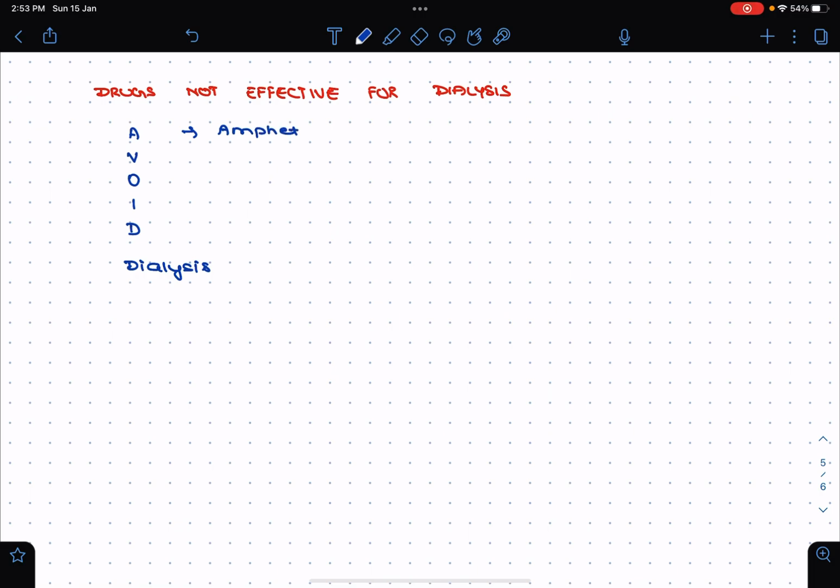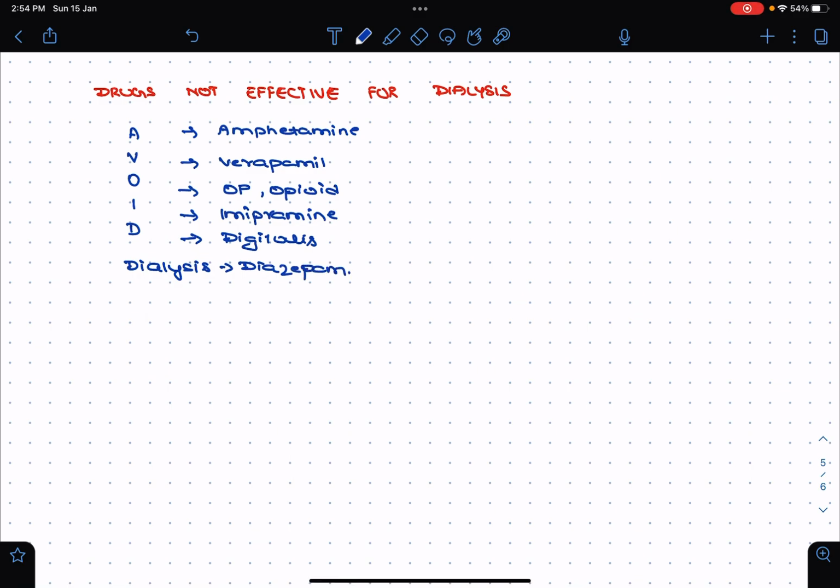amphetamine, V stands for verapamil, O stands for the organophosphorus group, as well as you can remember it is the opioid group of drugs. I stands for imipramine, which is a tricyclic antidepressant, and you have got digitalis, and one more D stands for diazepam. So these are the drugs which are not effective against the treatment of dialysis.